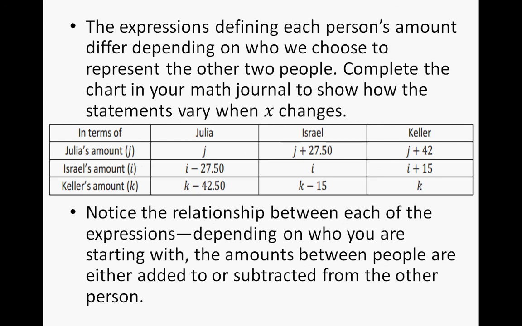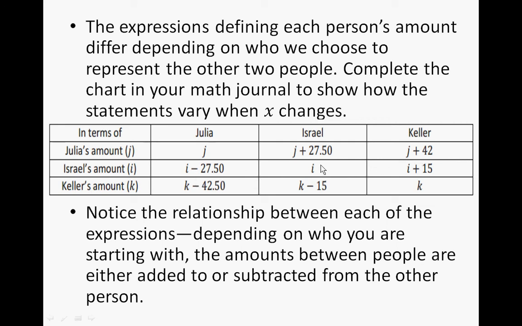The expressions defining each person's amount differ depending on who we choose to represent the other two people. So complete this chart in your math journal to show how the statements vary when the variable x changes. So if you notice, since we started with Julia, and we write this in terms of Julia's amount, then Israel would be j plus 27.50, and Keller would be j plus 42.50 also.